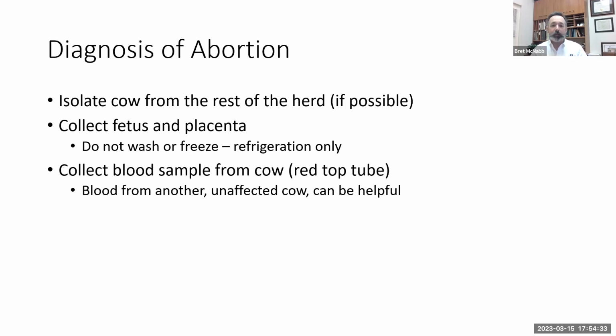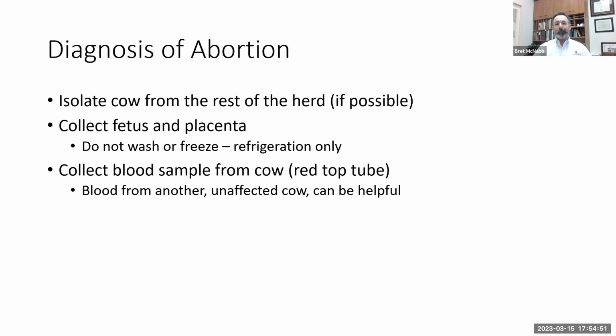We'll also collect blood from the cow if possible. We're going to take a red top tube of blood and use that to look for antibodies. So we're going to see if she's had an unusual response to a disease that causes abortion, and if she has unusually high antibodies to that.